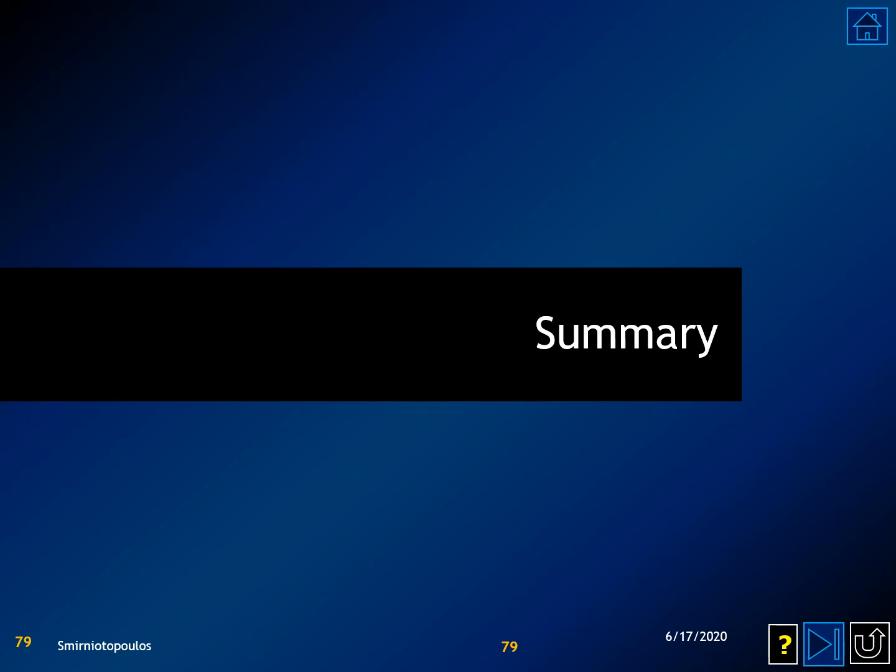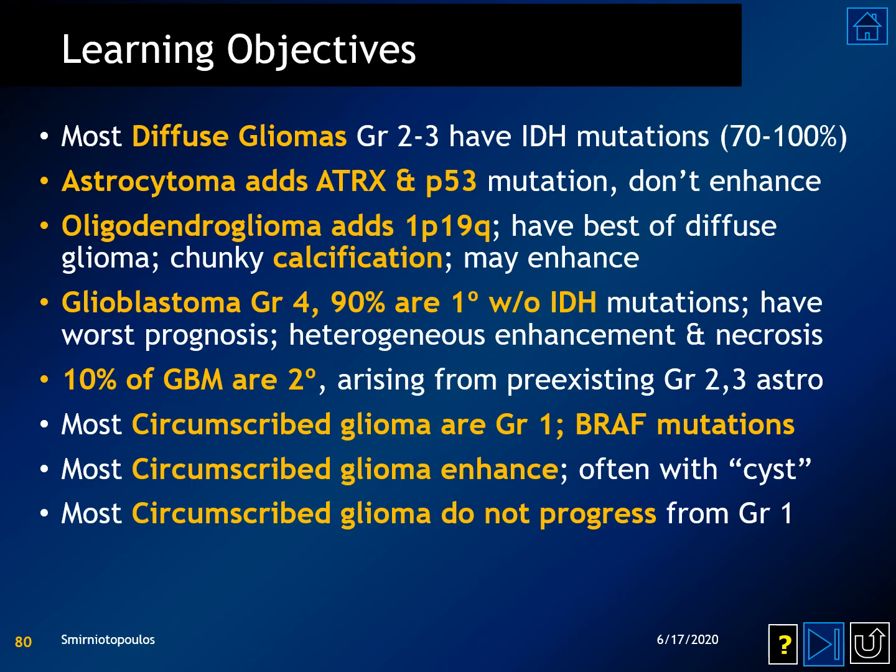To summarize what we had a chance to talk about in these 2 lectures on intraaxial primary tumors, or gliomas, most diffuse gliomas have IDH mutations. Oligodendrogliomas have 1p19q co-deletion. Glioblastomas are usually IDH wild type with a very poor prognosis. And we just finished talking about circumscribed gliomas. They're usually grade 1. They have BRAF mutations.